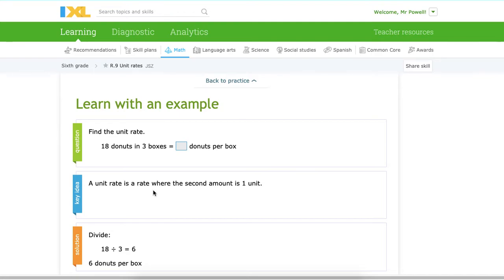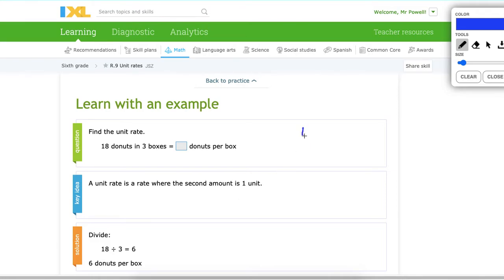The unit rate is a rate where the second amount, they're talking about right here, the box. So right here we have both amounts, 18 donuts and 3 boxes, but where the second amount is down to 1 unit. So we want to get it down to where it's just 1 box. And that's what they've done here. But the key is you've got to keep the ratio the same. The way we can get this down is if we divide both of these by 3. So if we have 18 over 3, we could divide both by 3, and that would give us 1 on the bottom.